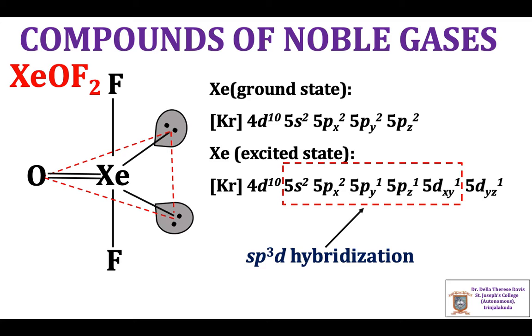out of which 2 hybridized orbitals contain the lone pairs and the other 3 hybridized half-filled orbitals are used for sigma bond formation. There are 2 xenon fluorine bonds and 1 xenon oxygen sigma bond. The unhybridized half-filled d orbital of xenon overlaps with oxygen to form the pi bond. And thus xenon forms a double bond with oxygen. The structure of the molecule is T-shaped.